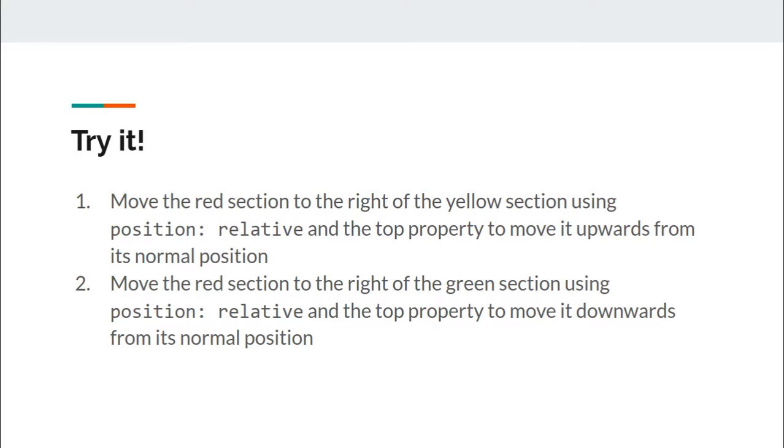So in the normal flow, these are block elements, and they're going to appear one under the other. But we can change that. Even though they're block elements, we can use relative positioning to move them so that they appear like they're on the same horizontal line as another block element.